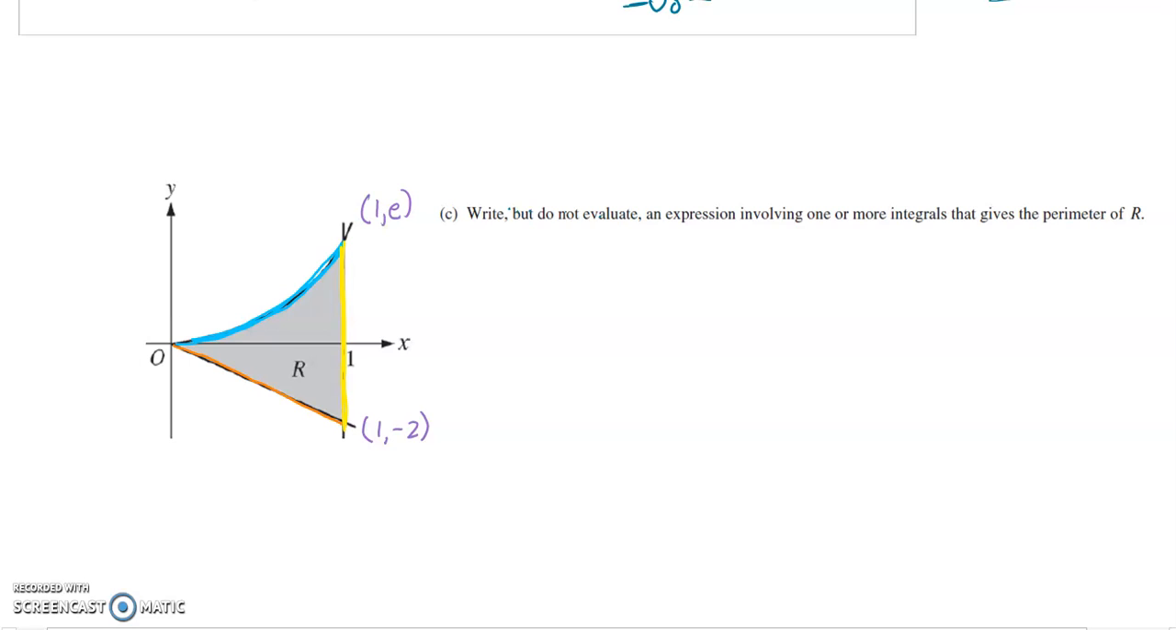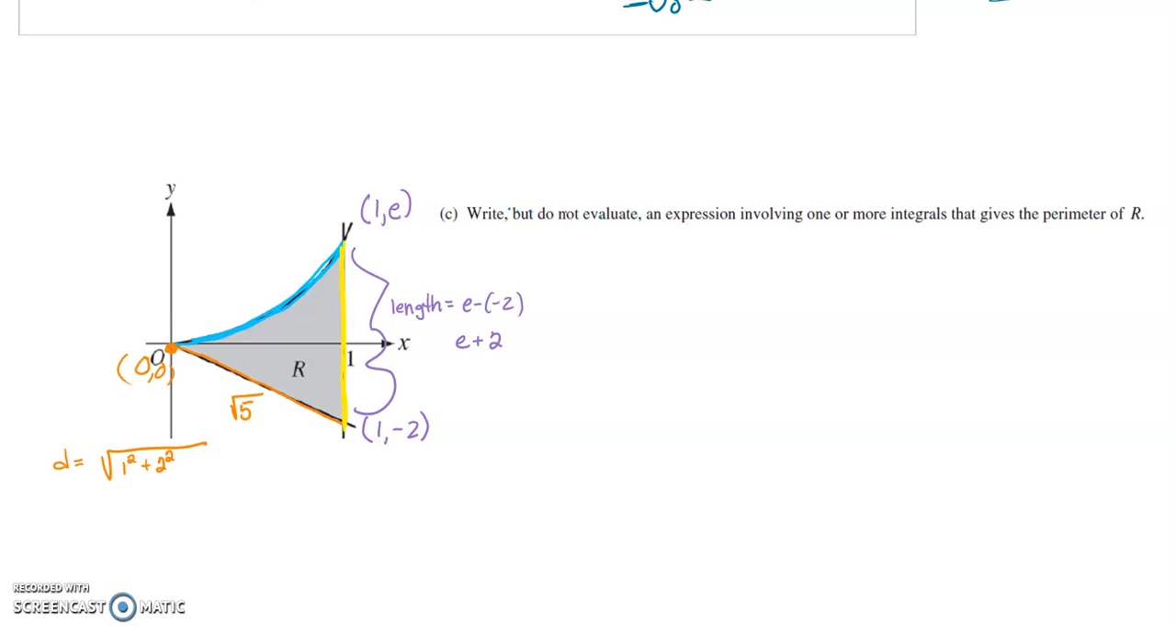I'm going to start my work with the yellow and the orange first. I would like you to pause the video and figure out the length of yellow and the length of orange. You can see that I found the length of the yellow is e plus 2. And by doing the distance formula, I found the length of the orange as square root of 4, or I'm sorry, take that back, square root of 5. So as I start thinking about my perimeter, at this time we have root 5 plus e plus 2 plus, that's what we have to figure out.